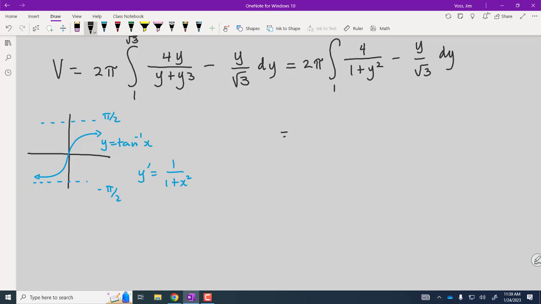Okay, so this is going to end up being 2 pi multiplied by 4 inverse tangent of y. And then we have to integrate this one. Pretty simple. It's another power rule. So we get y to the 2, add 1 to the exponent, divide by the new exponent. So we're going to have 2 root 3 in the denominator. And this is going from 1 to root 3.